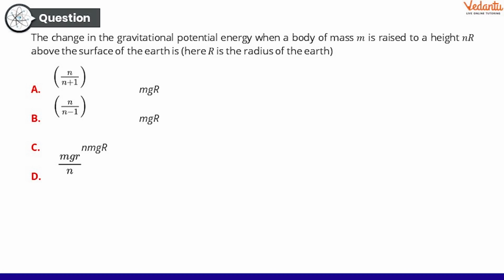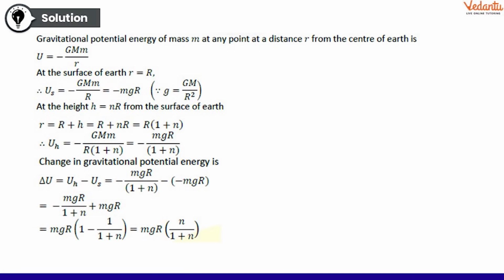Okay, as compared to the previous question, this looks difficult, but I hope you are smart enough to do it. The correct answer is option A, n upon n plus 1 multiplied with mgR. Good job.